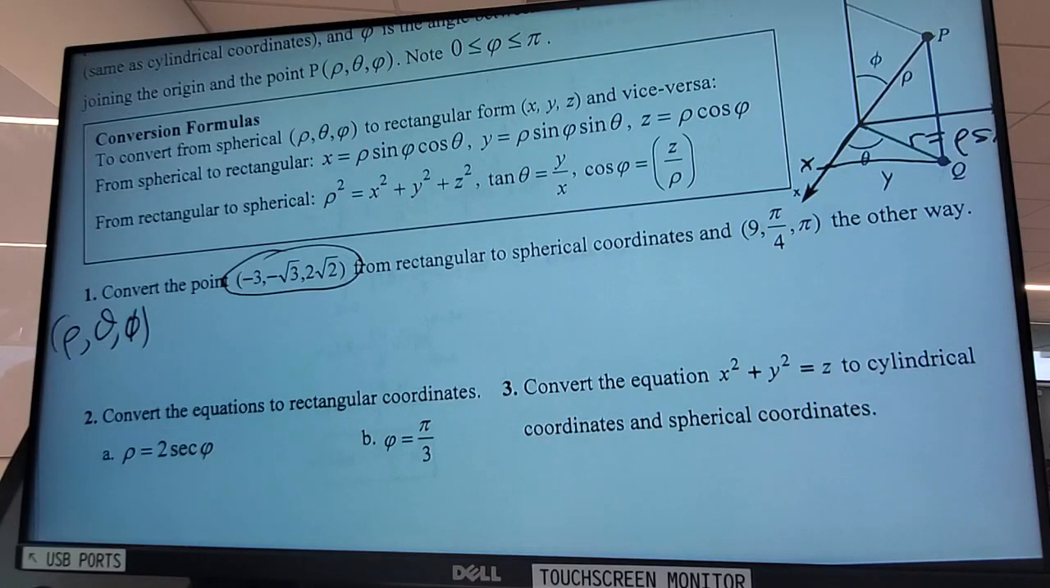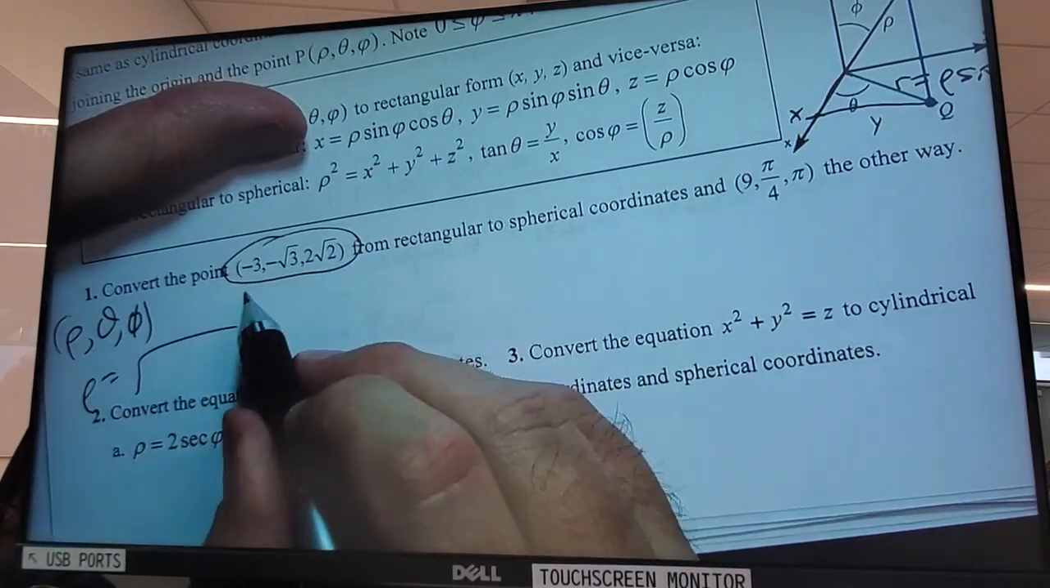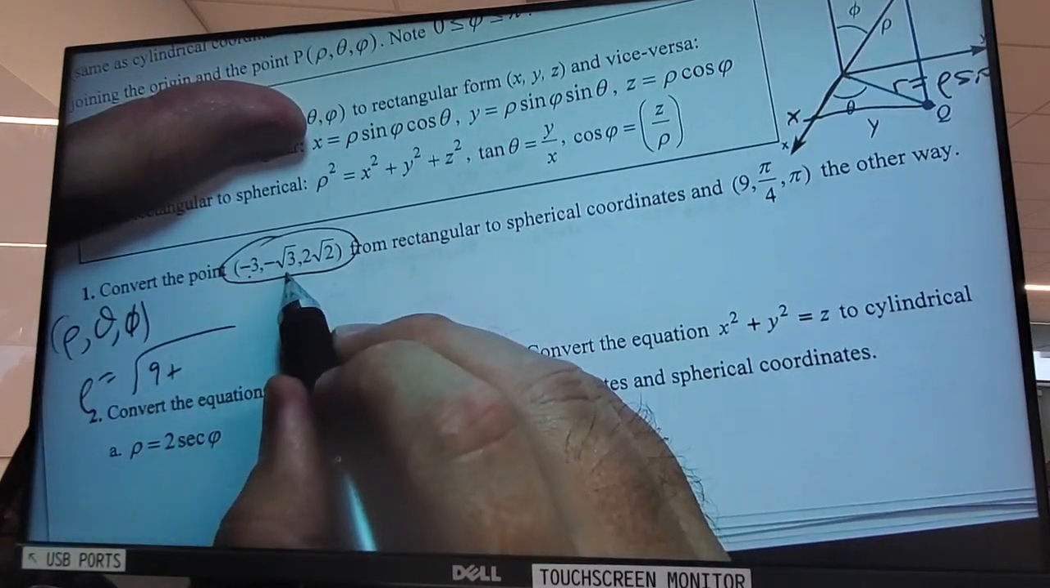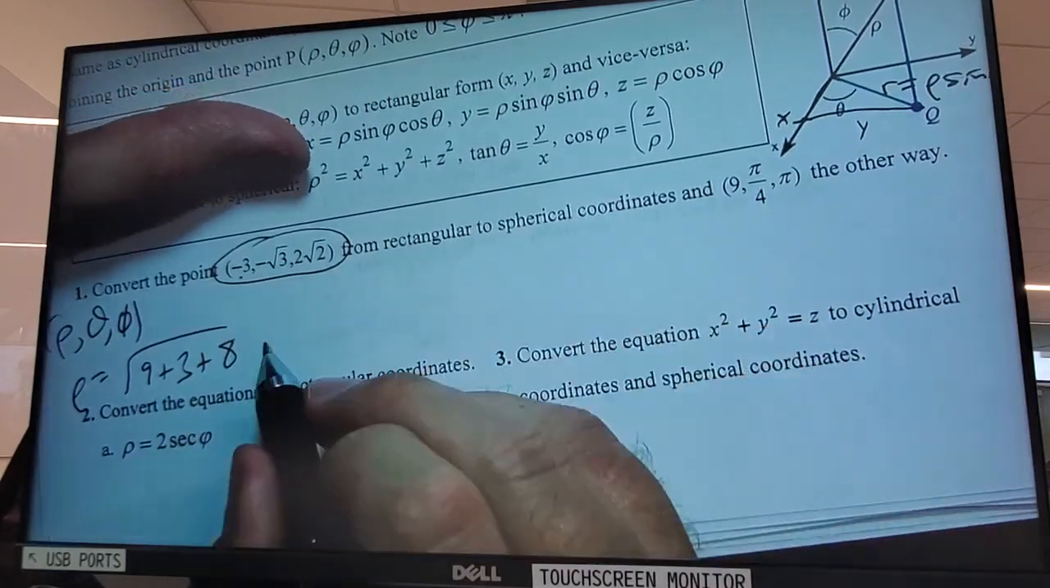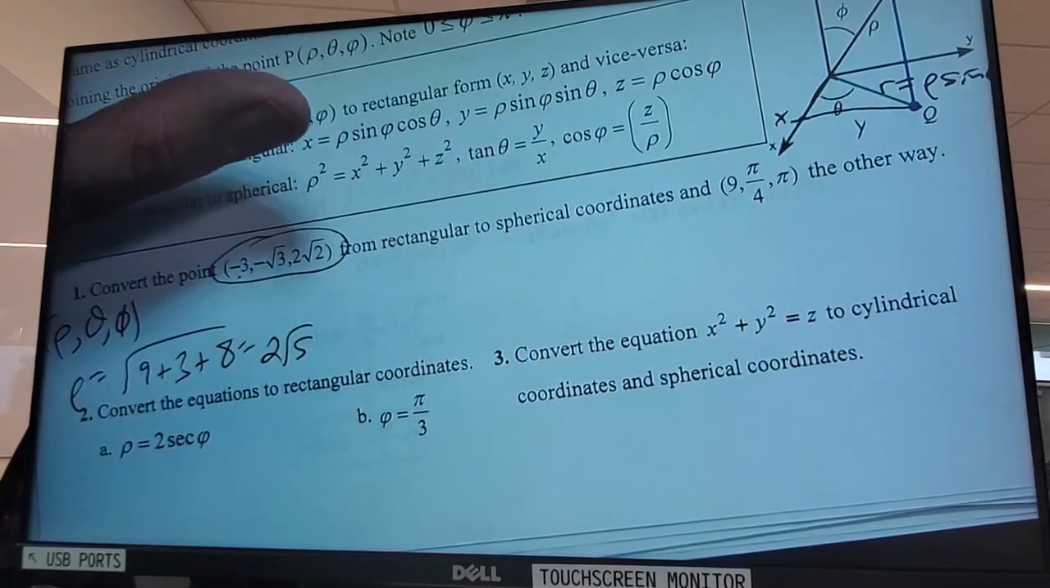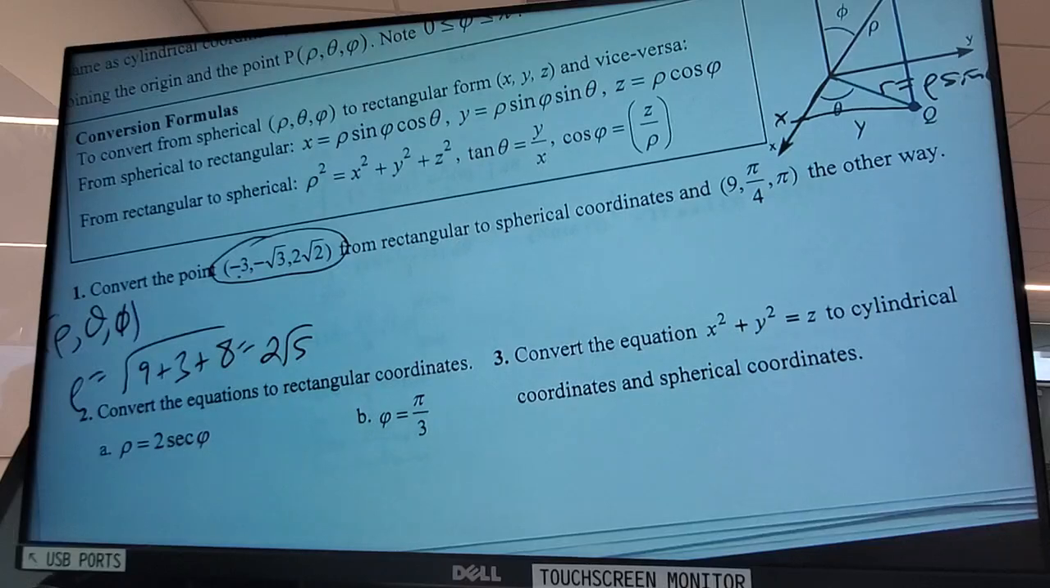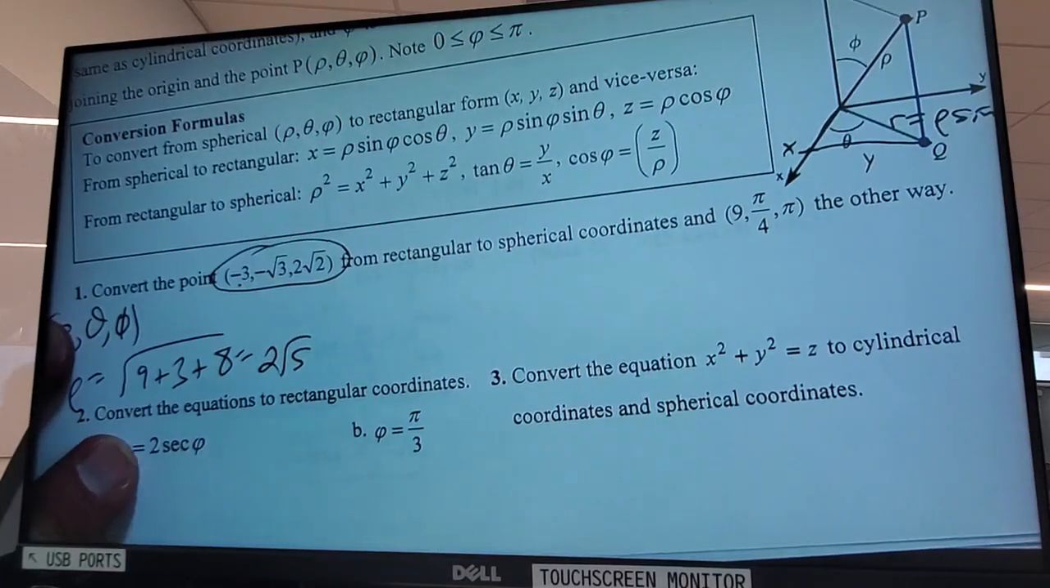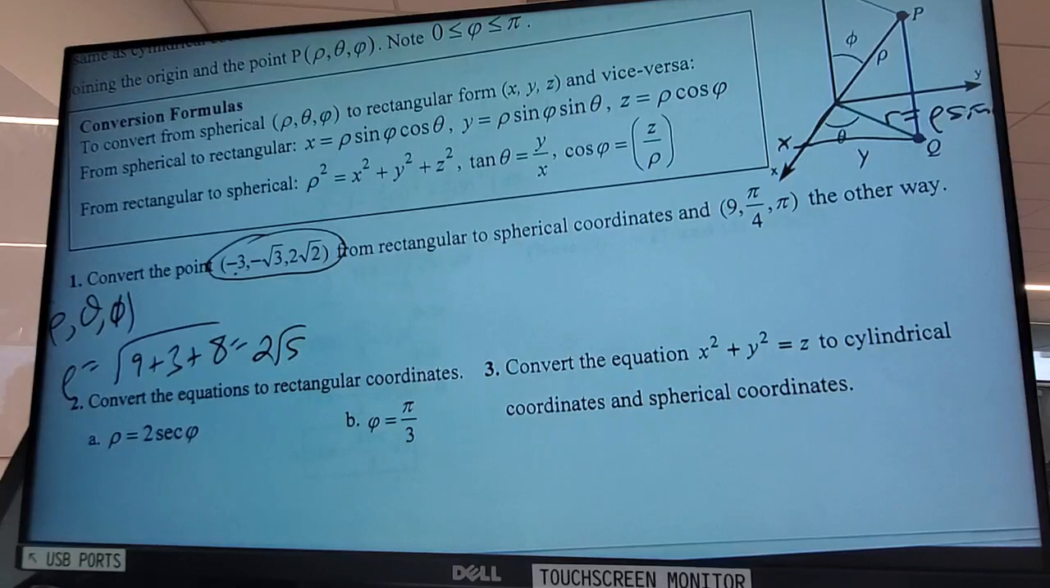So getting rho is easy, yes? Just algebra-wise, word-wise, how do you get rho? Square them all up, add them together, and take the square root. Yes, it's just a good old Pythagorean theorem in 3 dimensions. Is everybody with me on that? Rho squared equals x squared plus y squared plus z squared. So I'm going to get the square root of 9 plus 3 plus 8, which is the square root of 20, which is 2 root 5. Is it the square root of 20, Jeff? Yes, good job. I can add. So that's rho. How do we get theta?